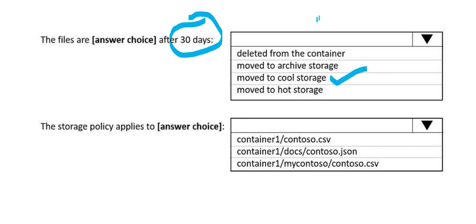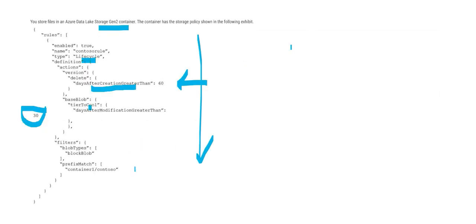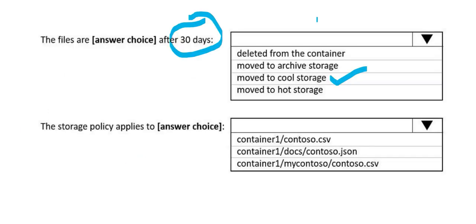This is what happens. The storage policy applies to which path, which file? I see it applies to this one, container one, contoso. So that means container1/contoso.csv is my answer.